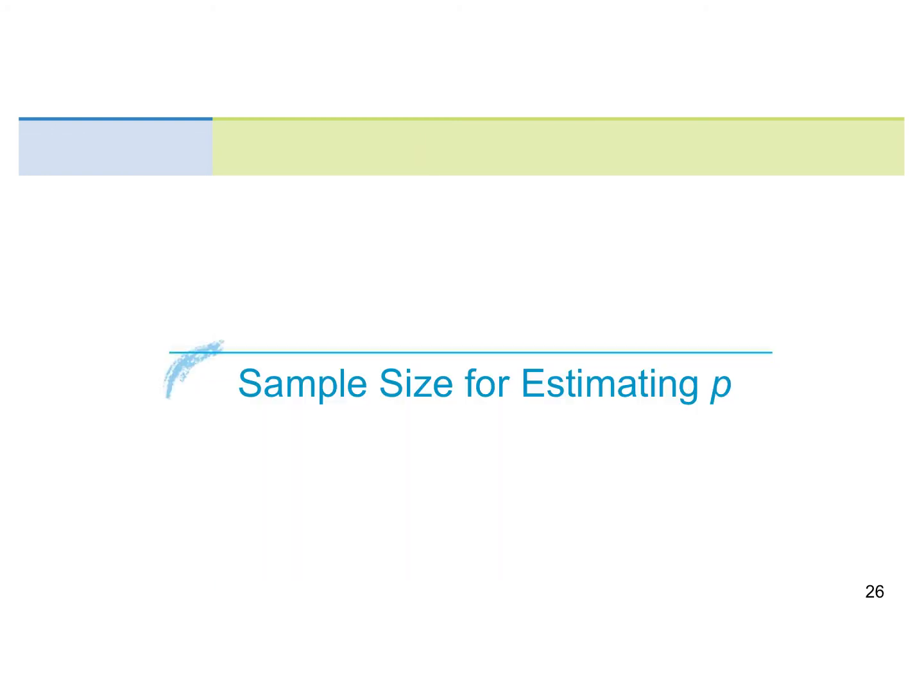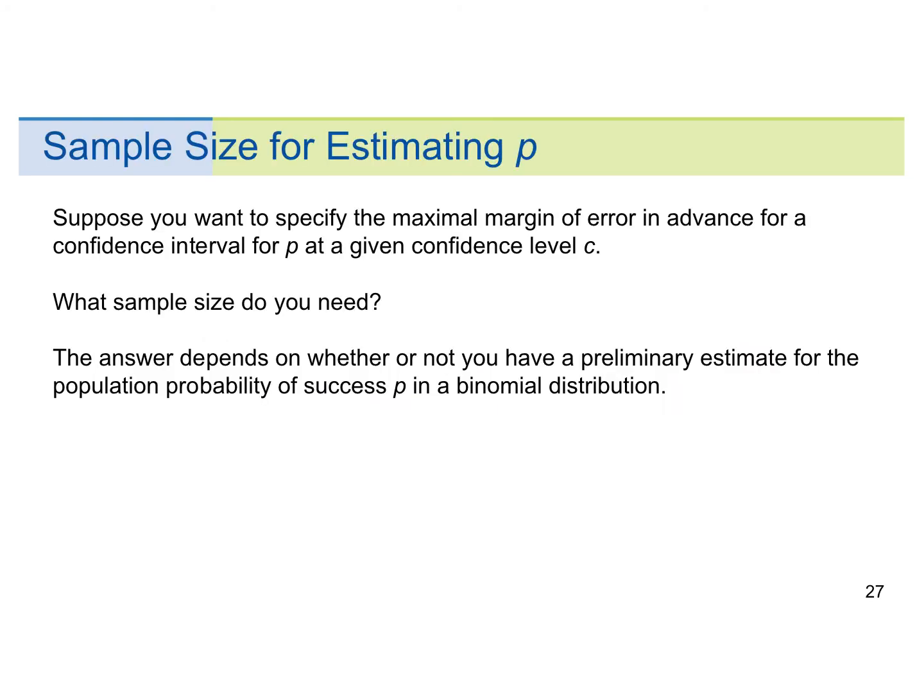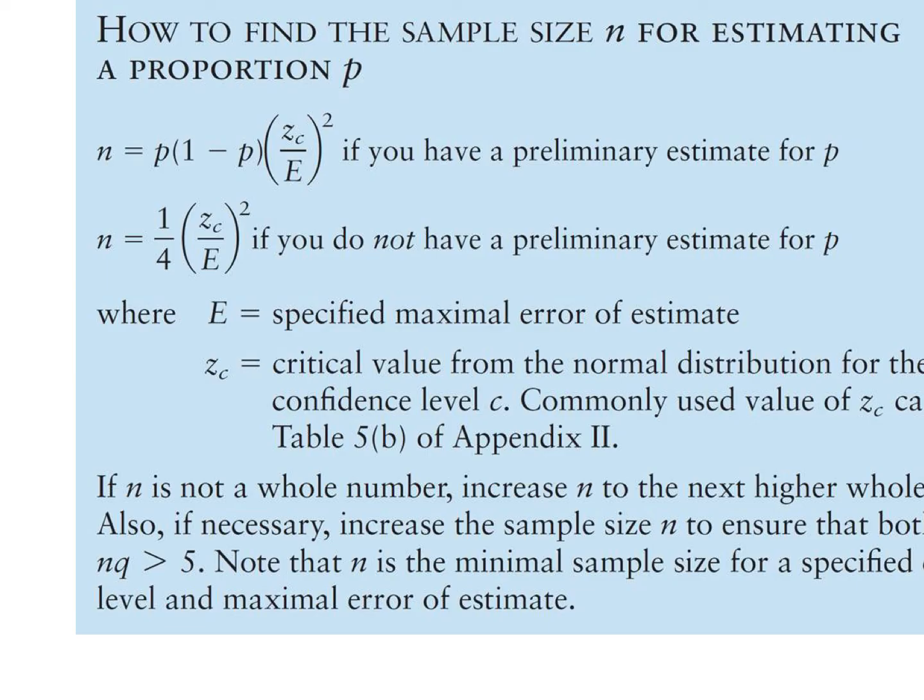And now, selecting the appropriate sample size for estimating a population P. You have 2 formulas to memorize. If I give you a preliminary estimate for P, meaning somebody has done a study somewhere down the road and we're going to use that data to help us out, your problem is going to be P hat times Q hat times Z of C divided by E squared.